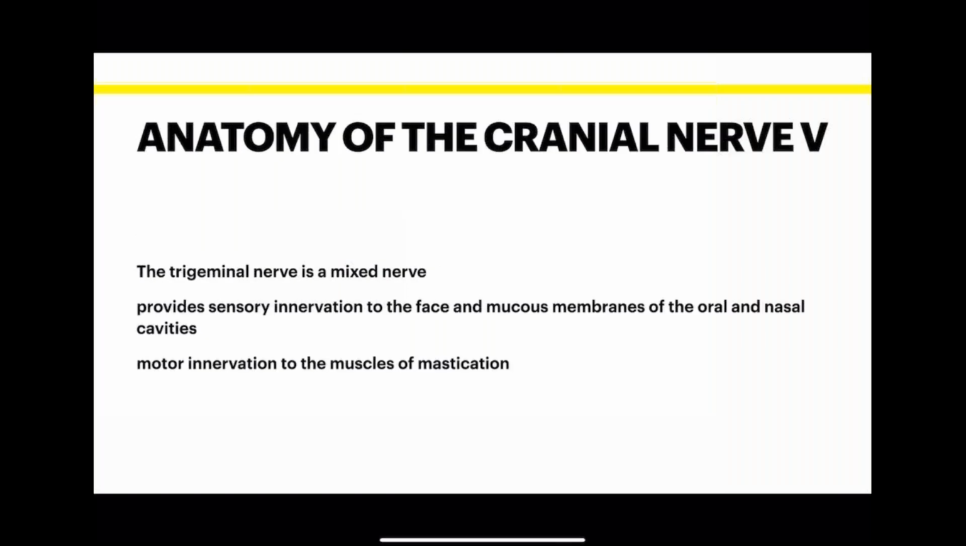Starting with the anatomy of the cranial nerve, trigeminal, as we know, is the longest, largest nerve in the body. It's a mixed nerve, consists of sensory and motor. The sensory innervates the face and the mucous membranes of the oral and nasal cavities, and the motor innervates the muscles of mastication. We will talk about it in details.